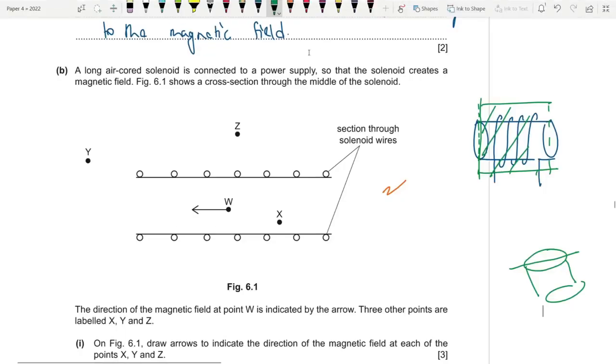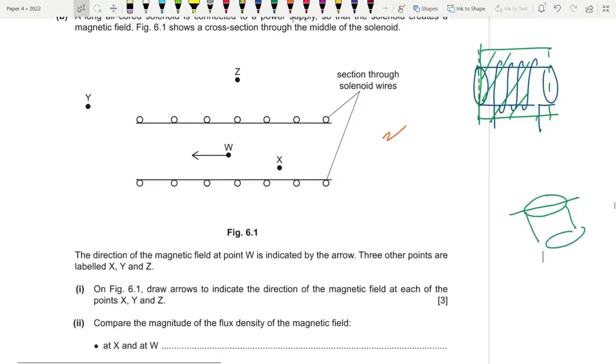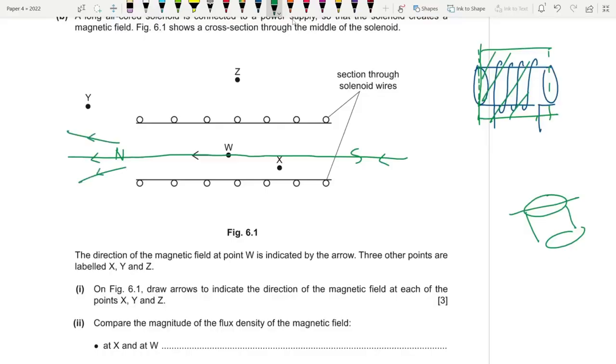The direction of the magnetic field at point W is indicated by the arrow. 3 other points are labeled X, Y, and Z. So the magnetic field is in this direction. So basically, you guys need to know that the field comes out from the north side. So this is the north side and this is the south end, because the field line, since it's pointed in this direction, it's going to come out from here, and it's going to enter this point. So the field lines are like this. This is what it looks like.